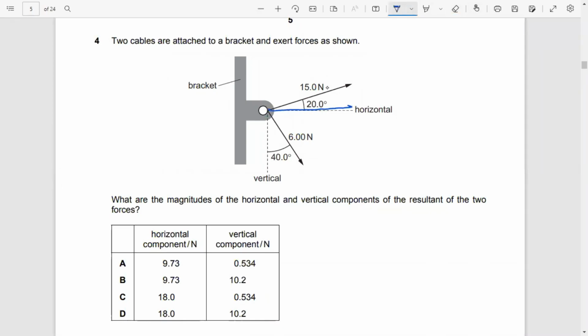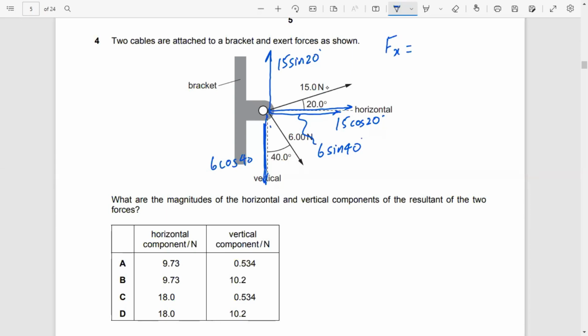If you look closely, this component is 15 sine of 20, and this component is 15 sine of 20, isn't it? And this component, if you look here, this is 40, this is going to be 6 cos of 40 because it's adjacent to the angle here, and this component is going to be 6 sine of 40, right? If you have fx here, fx is going to be 15 cos of 20 plus 6 sine of 40. You'll add them.